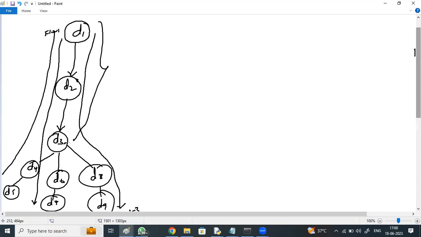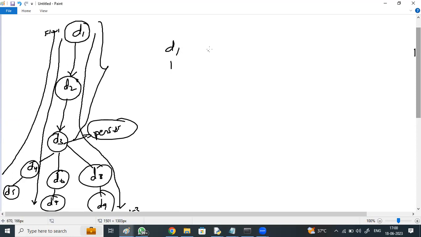If you persist this D3, it means make it permanently available within the RAM. If you make it permanently available, then when flow 1 is executed, what is flow 1? D1.